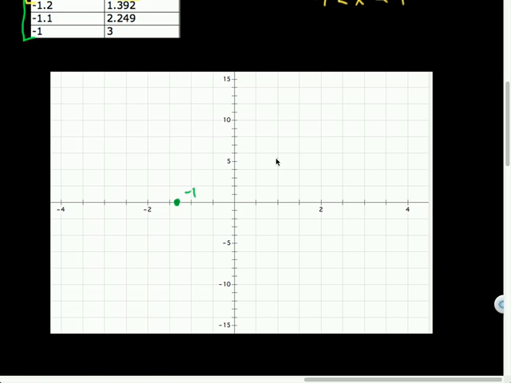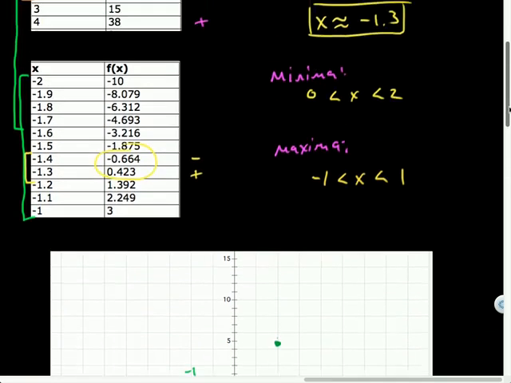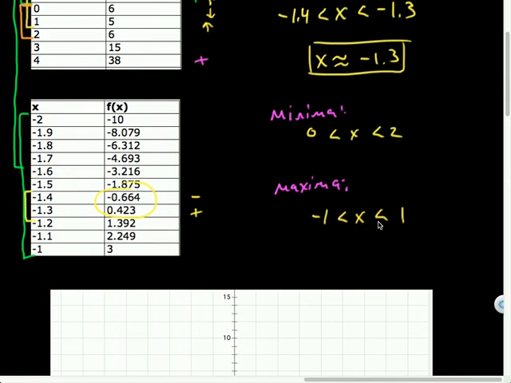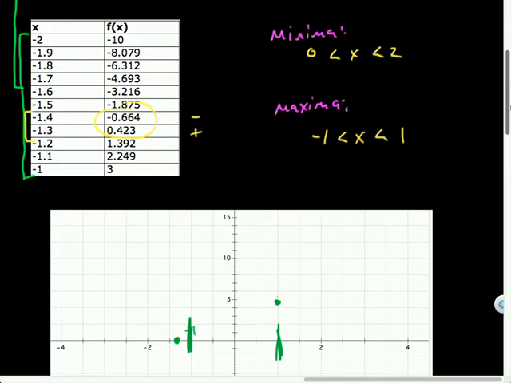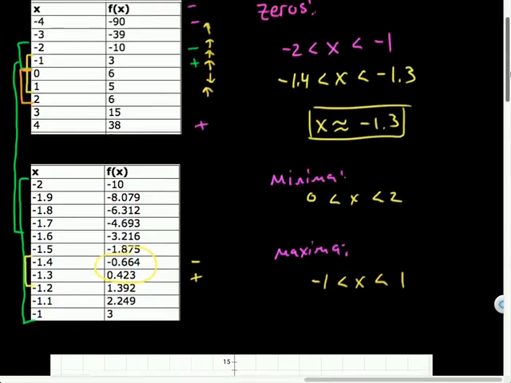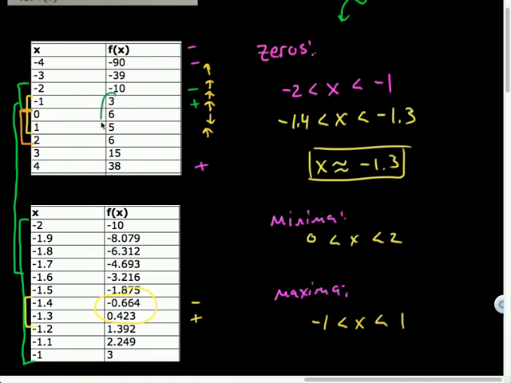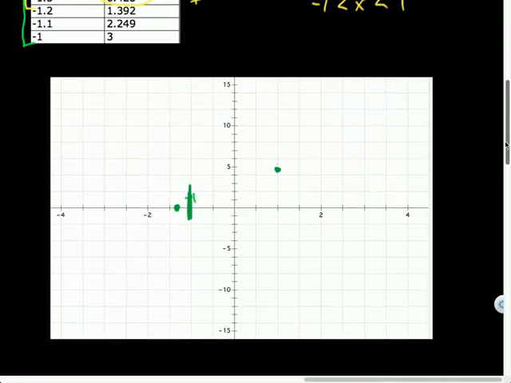Actually, let me erase my little parameter right there. And then for the maxima, it's occurring between negative 1 and 1. So somewhere between here and here, a maximum occurs. And how high should that maximum go? I think it was 6-ish, right? It went from 3 to 6 to 5. So somewhere around 6-ish, around 0. So somewhere like here-ish is my maximum.